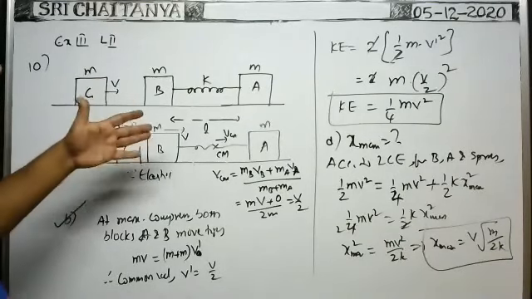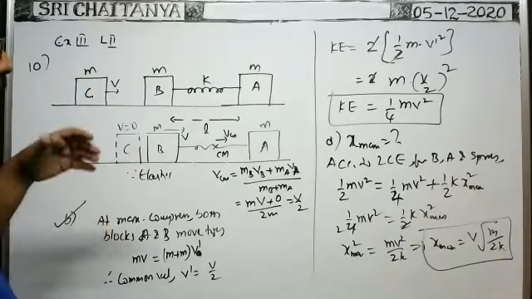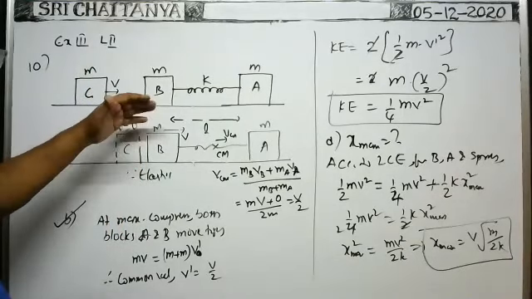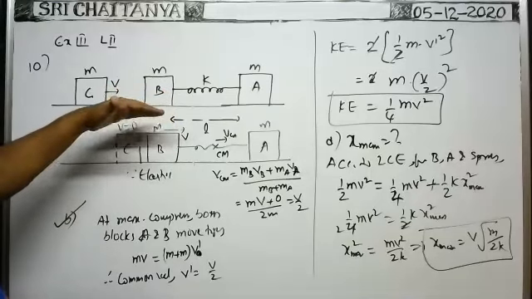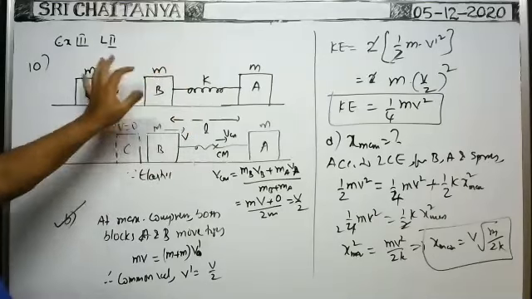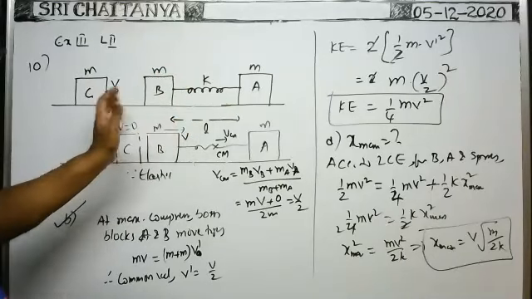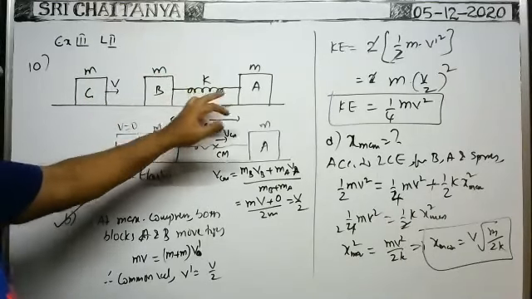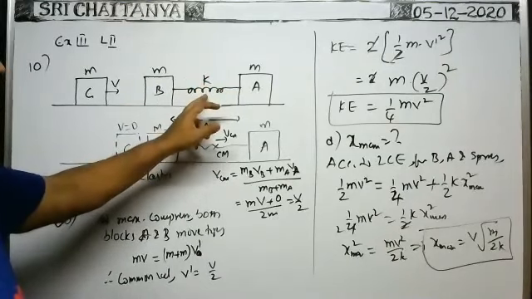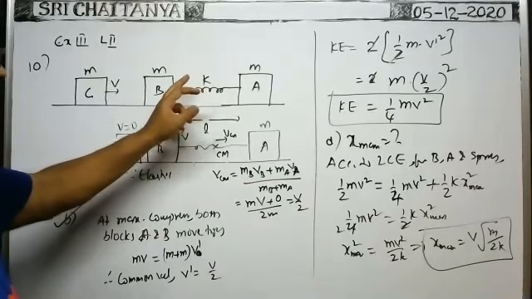In X systems, these are some important miscellaneous problems. On a smooth horizontal surface, three identical blocks, each of mass m, are kept, which are A, B, C. A and B are joined by means of a light spring having spring constant K.